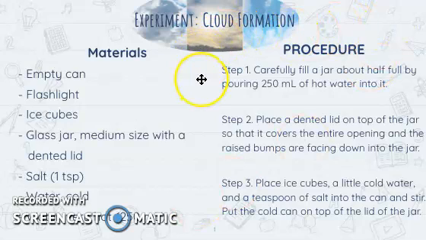Procedure. Step 1, step 2, and step 3 are all listed there. You can read them. Basically, we're going to put the hot water in the jar and put the metal can of cold water on top. That will simulate hot water rising into the cold atmosphere and forming a cloud.